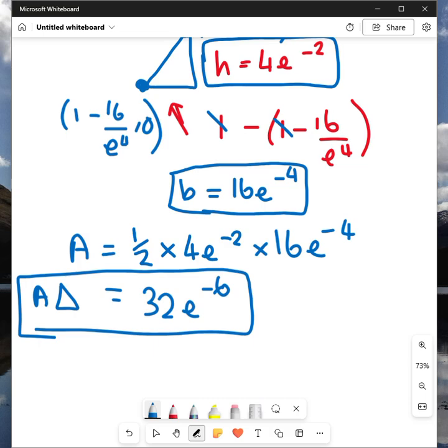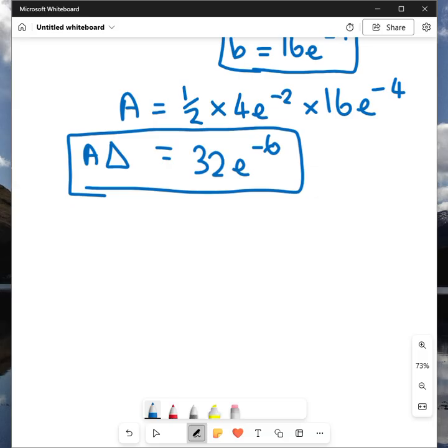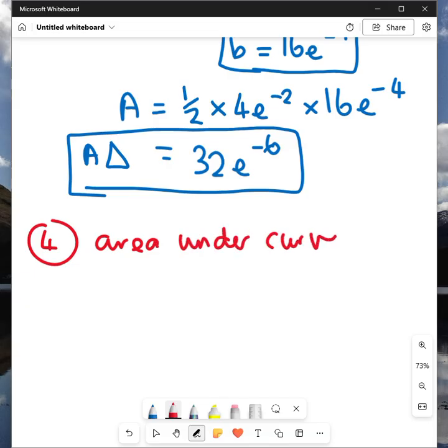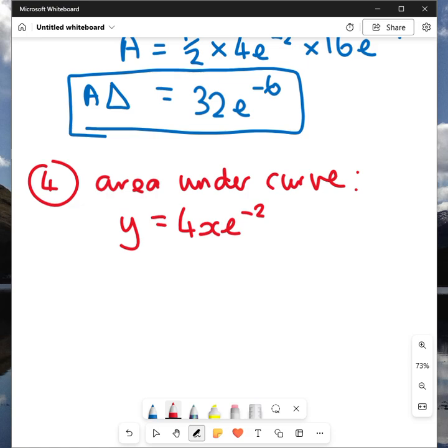That was step 3. So now let's go on to step number 4, and step number 4 is now the area under the curve. So the curve, if we go back to here, there's our curve. The equation of that was 4x e to the minus 2x. So to find the area, we need to integrate that. And because we've got two functions multiplied together, we're going to have to use integration by parts.